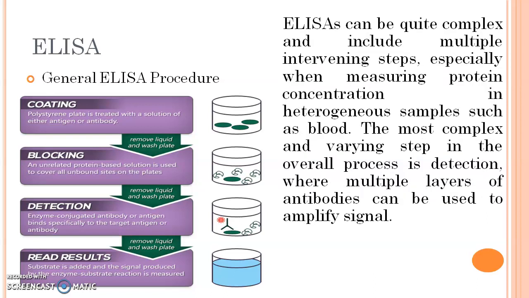ELISAs can be quite complex and include multiple intervening steps, especially when measuring protein concentration in heterogeneous samples such as blood. The most complex and varying step in the overall process is detection, where multiple layers of antibodies can be used to amplify signal.